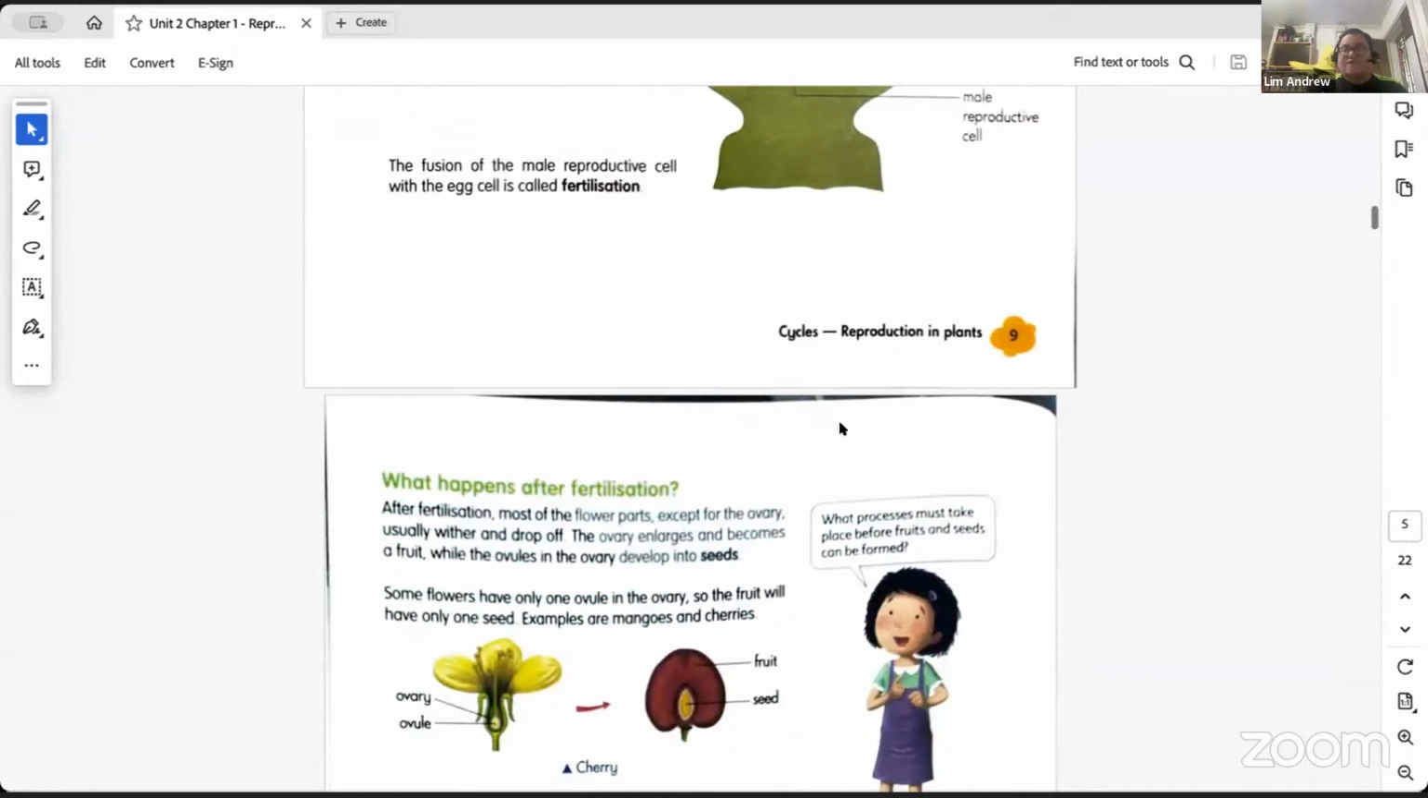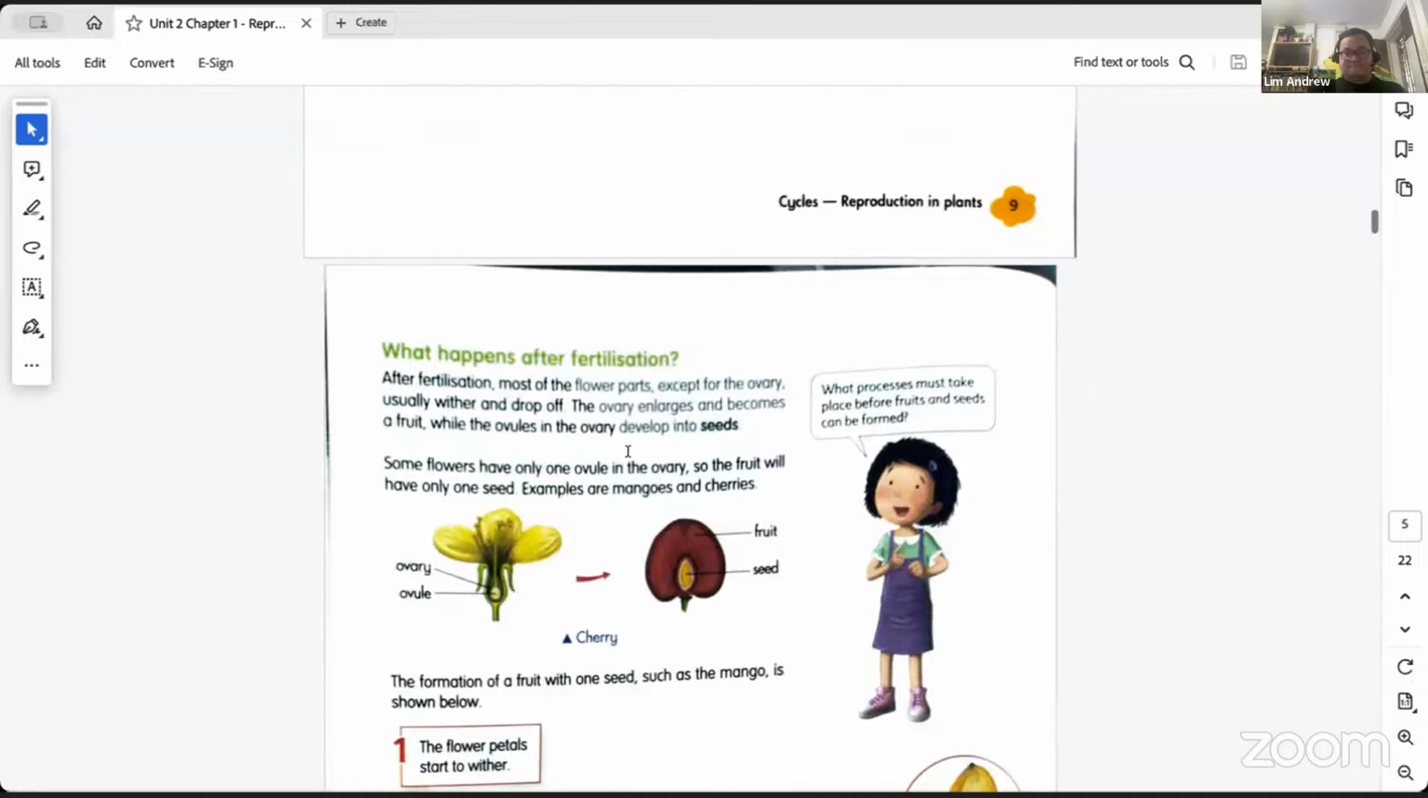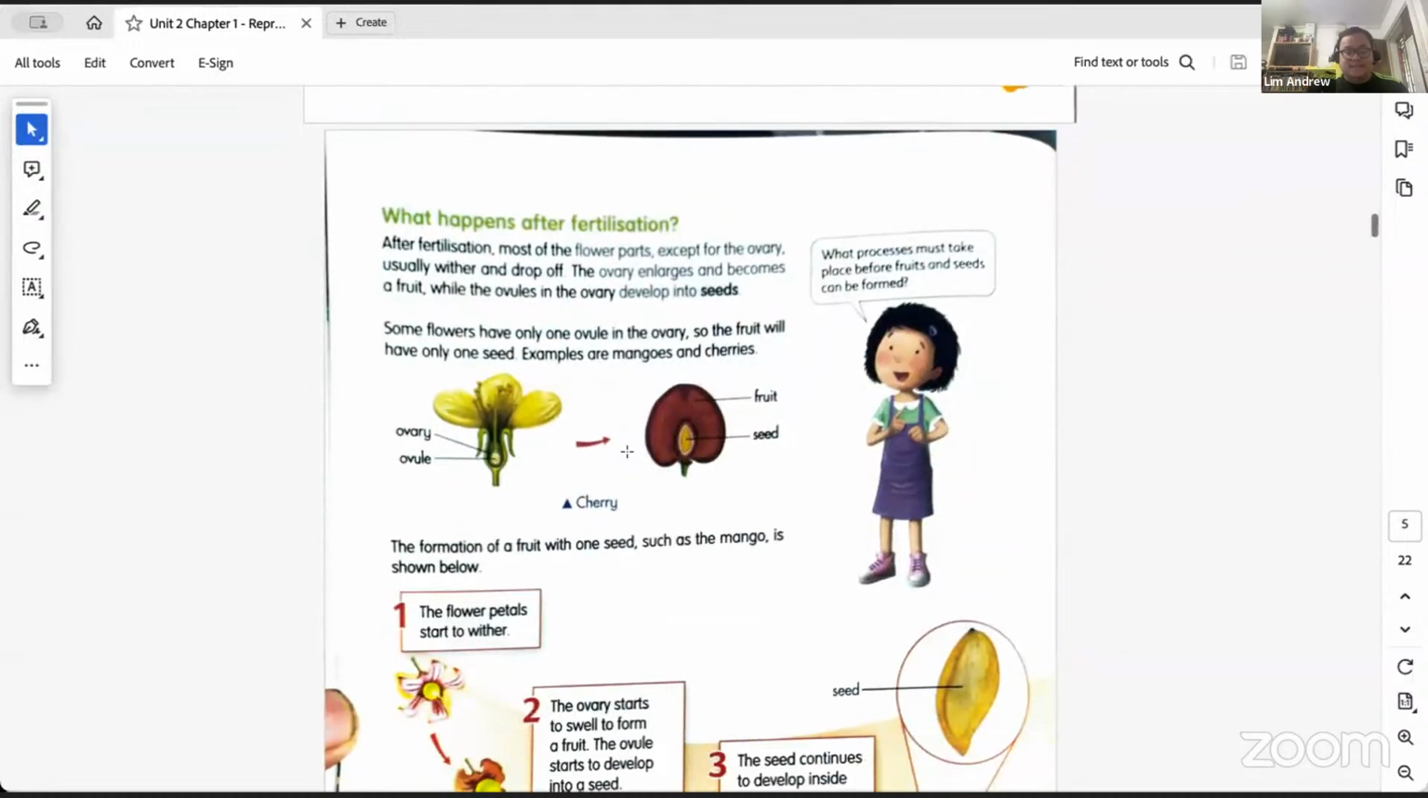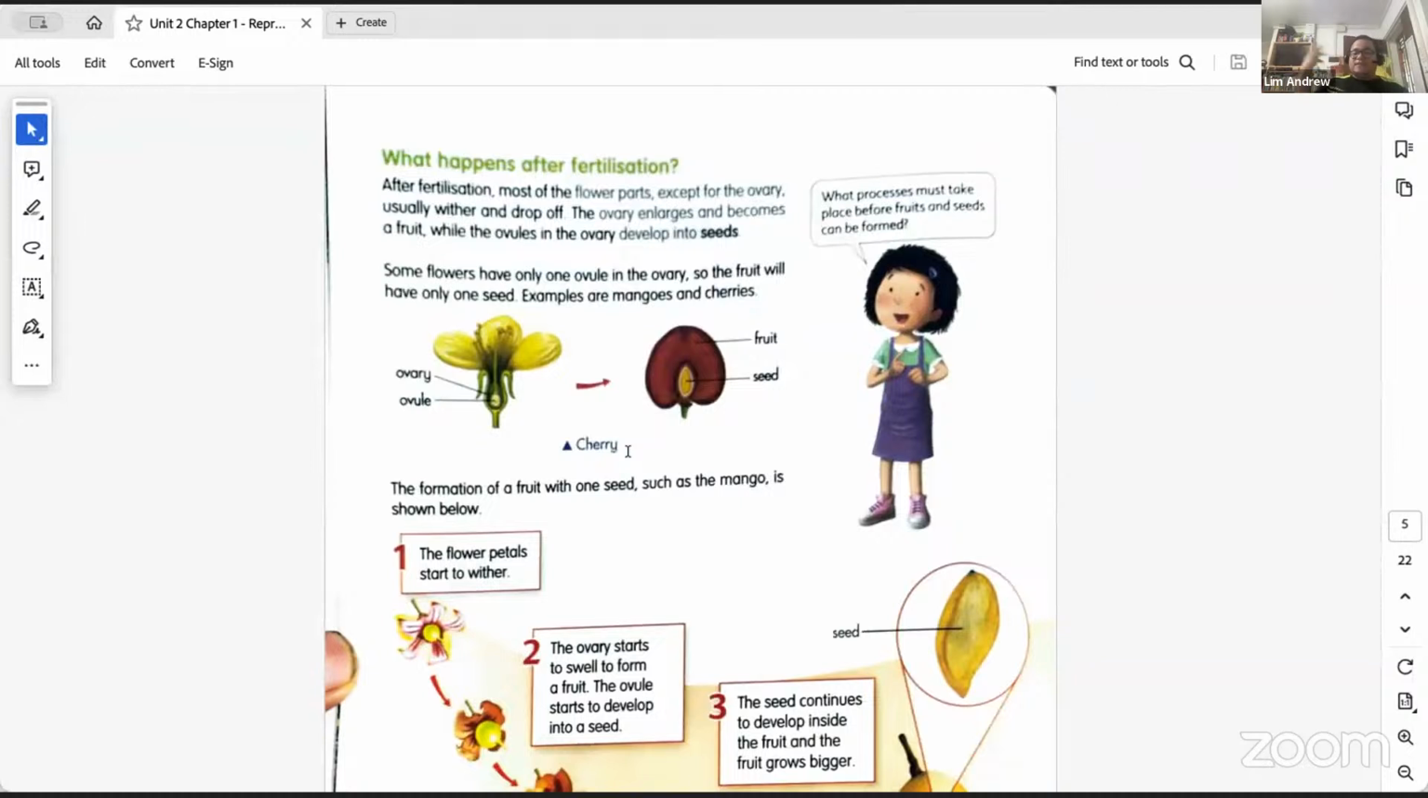All right. So after pollination and fertilization, what happens next? After fertilization, once both the male and female cells fuse together, everything except for the ovary will drop off. The flower petals will drop off, leaving only the ovary and the ovules. The ovary will grow into a fruit, whereas the ovules in the ovary will develop into seeds. Some flowers have only one ovule in the ovary, therefore the fruit will only have one seed. Examples are cherries and mangoes.